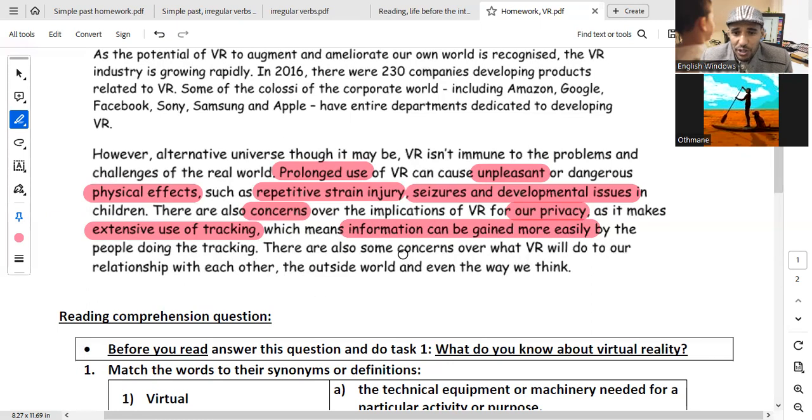There are also concerns, there are also problems over what VR will do to our relationship with each other, which means that VR technology may also have negative side effects on our social relationships. If you hack the account of your friend or whatever, this may cause problems with your friends and so on. The relationships will break down because of this, the outside world and even the way we think.